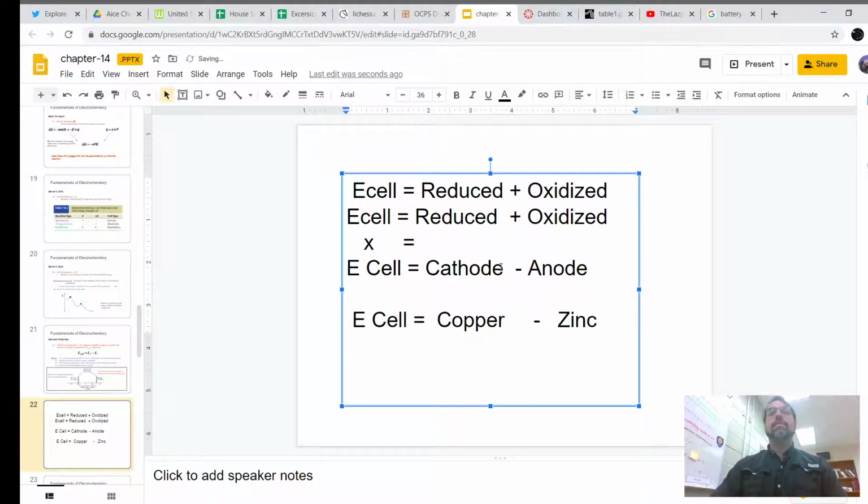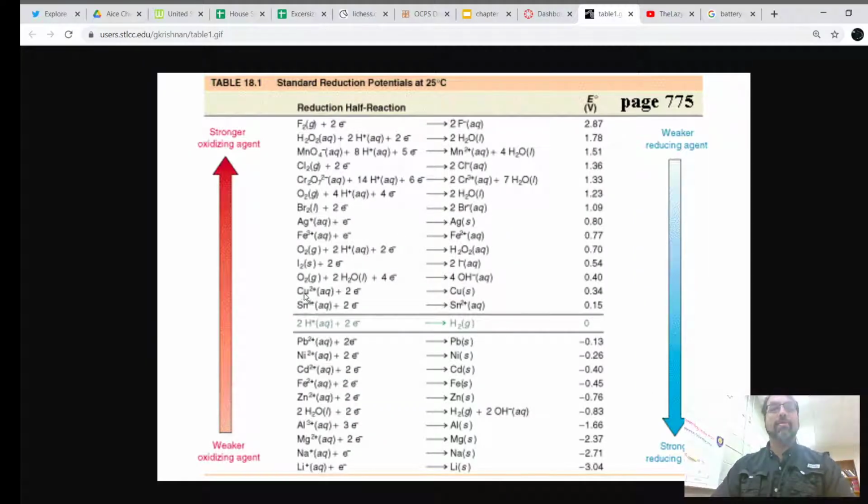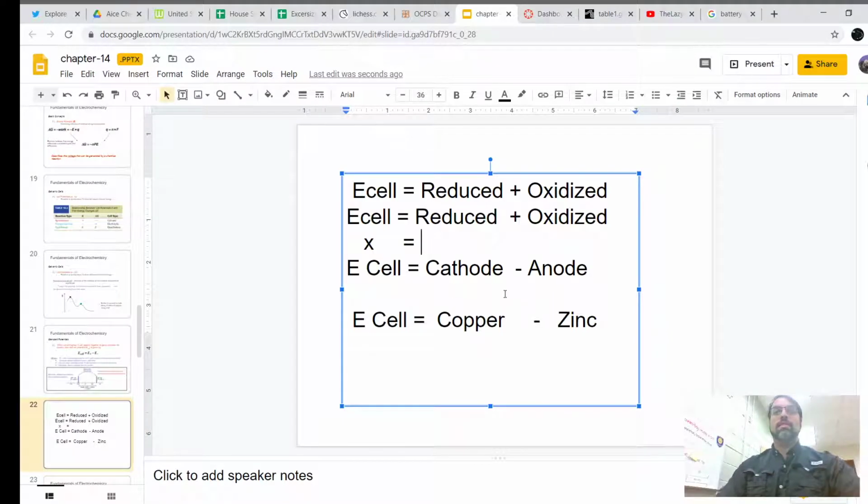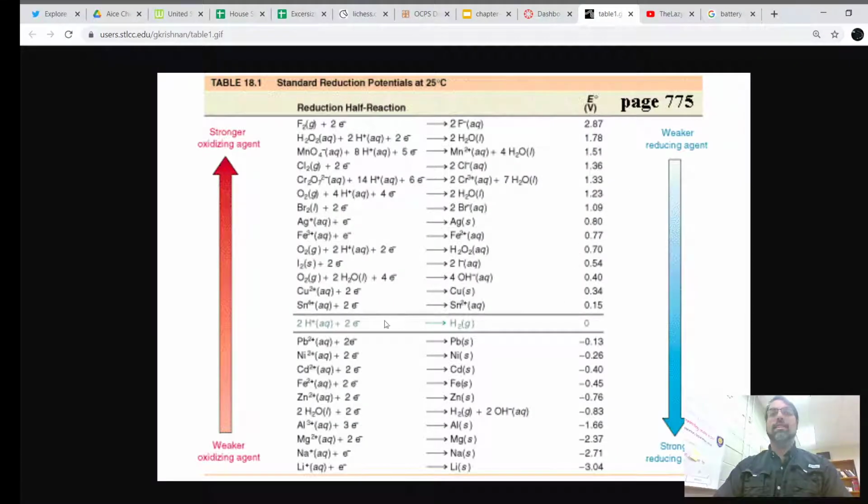And the chances that copper is going to be reduced, we're going to look at our table here. So copper is Cu2+ plus 2 electrons makes copper solid. So the chances that this is going to be reduced is 0.34. To that, we're going to add the chances that this is going to be oxidized.